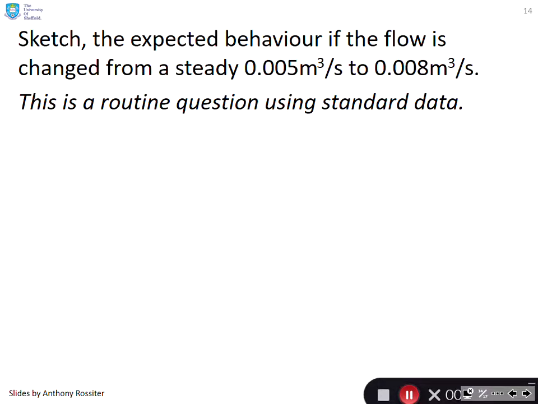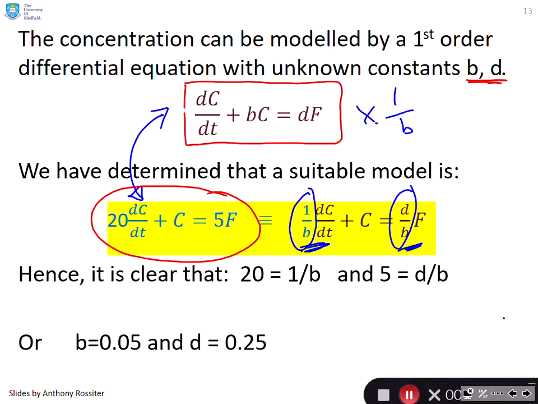Next part of the question, sketch the expected behaviour if the flow is changed from a steady state 0.05 to 0.008. So again, this is a routine sketch question using standard data, and I just need to remind myself I'm going to use the time constant form because that's easier. So you see the time constant 20 and the steady state gain 5.